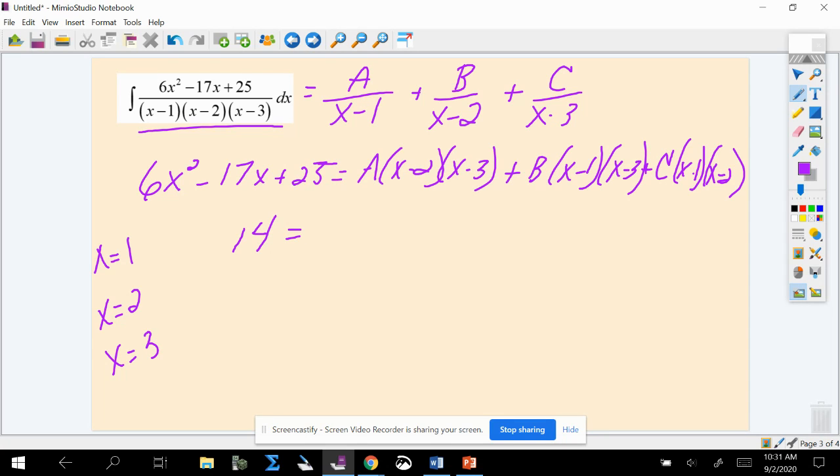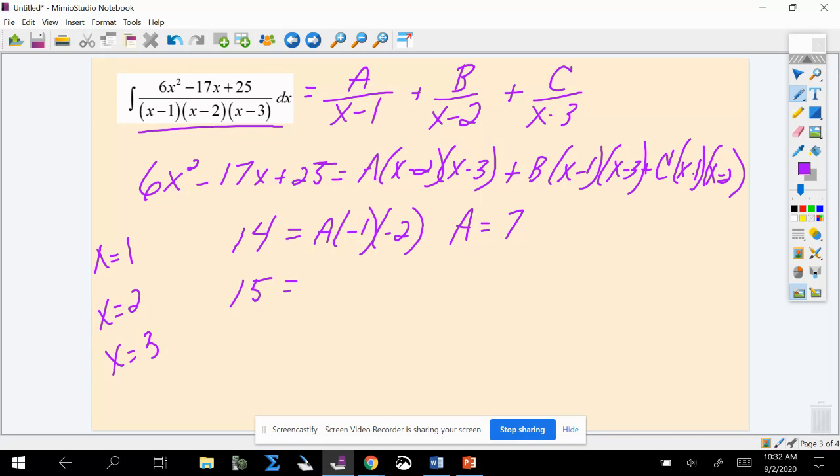When I put 1 into the a term, I get negative 1. So I'll have a times negative 1 and negative 2 when I put 1 in. And that gives me 2a equals 14, so a is 7. I don't have to put it into the b term or the c term because it's going to cancel. Then when I put 2 in, so now I don't want to mess up mid-video, 6 times 2 squared, so 6 times 4, minus 17 times 2, plus 25, you get 15.